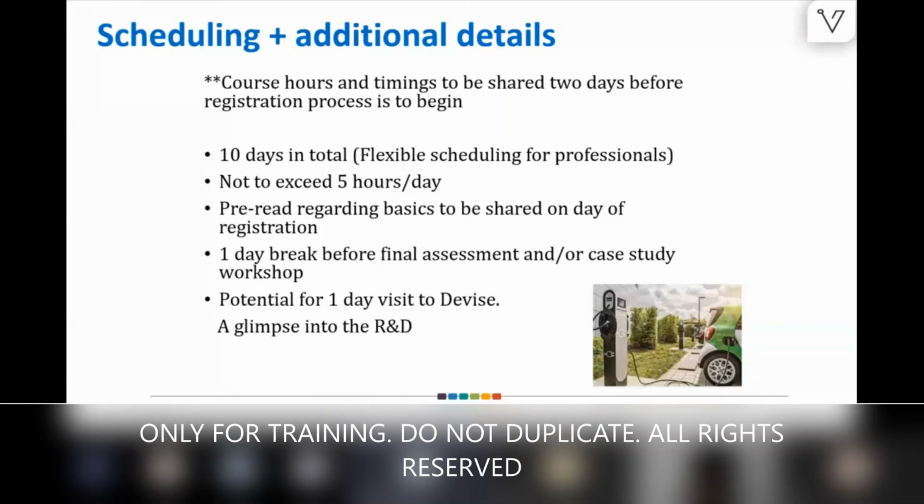Overall, the course is 10 days of work altogether. Professionals can take it as per their schedule. Students can take 10 days in a go. The effort requires 5 hours in a day, and we will be sharing a registration link. Pre-reads will be given in advance so that you get some time to prepare for the course. The course is planned to start in the first week of May.